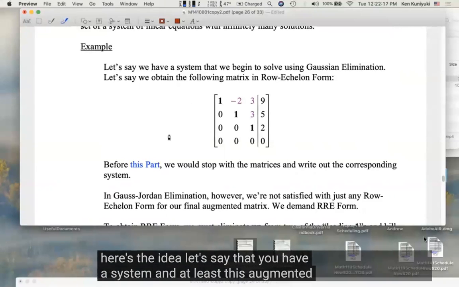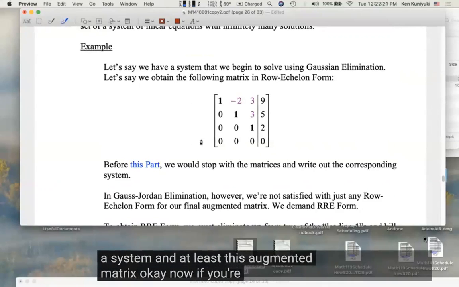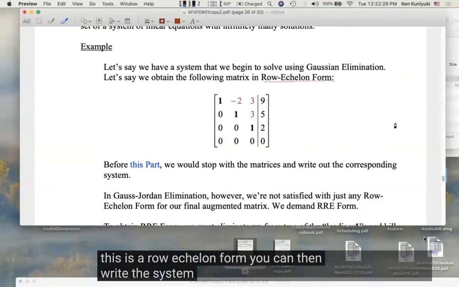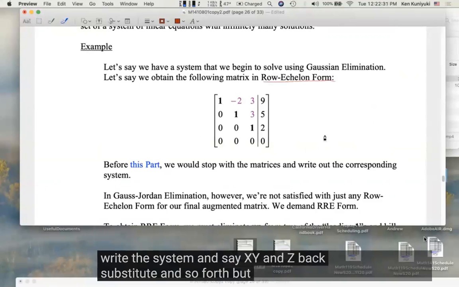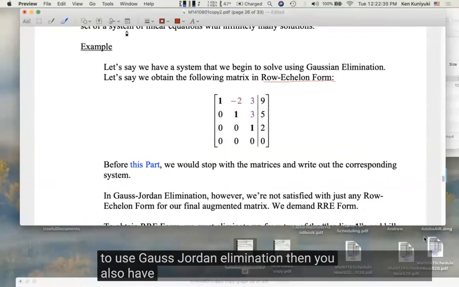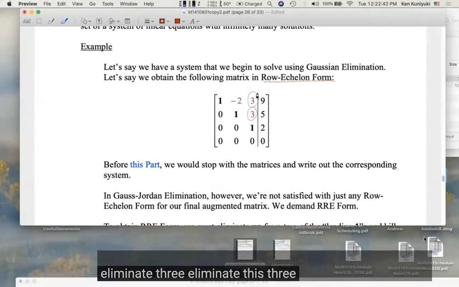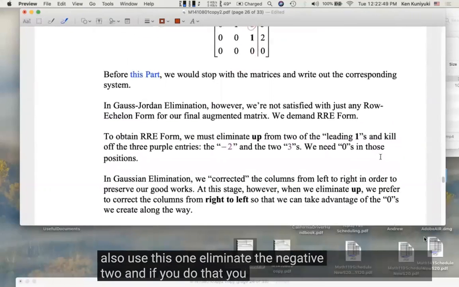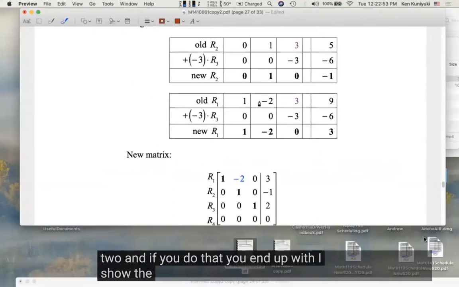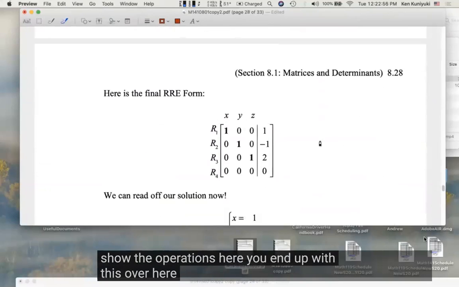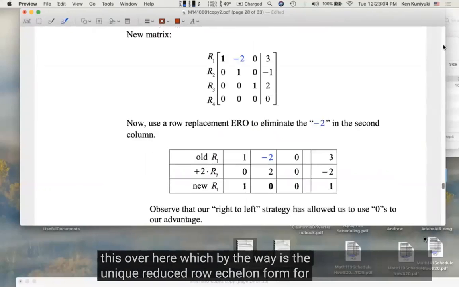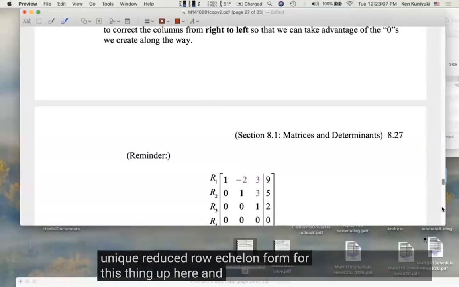But, okay, here's the idea. Let's say that you have a system and it leads to this augmented matrix. Now, if you're going to use Gaussian elimination, then we're in row echelon form. You can then write the system in, say, X, Y, and Z, back substitute, and so forth. But if you want to use Gauss-Jordan elimination, then you also have to eliminate up. Use this 1, eliminate 3, eliminate this 3 also. Use this 1, eliminate the -2. And if you do that, you end up with, I show the operations here, you end up with this over here, which, by the way, is the unique reduced row echelon form for this thing up here, and also the guys below it.